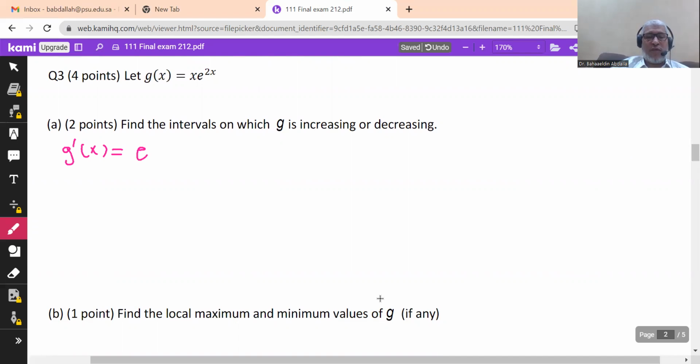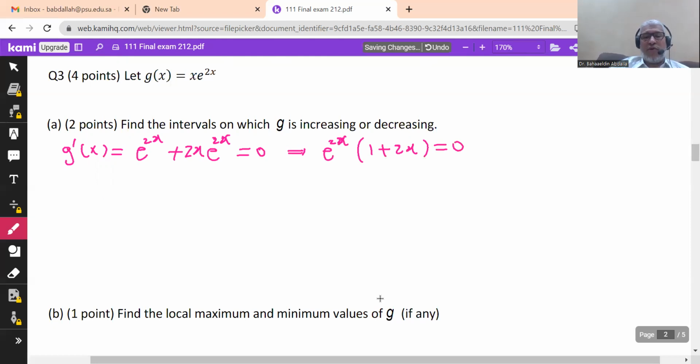Derivative of x is 1 times e to the power 2x, plus x times the derivative of e to the power 2x, which is e to the power 2x times the derivative of 2x, which is 2. And now we need to find the critical numbers. To find the critical numbers, we put the derivative equal to 0 and try to find the zeros of the derivative. I can take e to the power 2x as a common factor. I'll have 1 plus 2x equals 0.